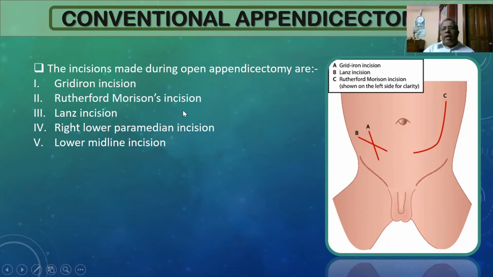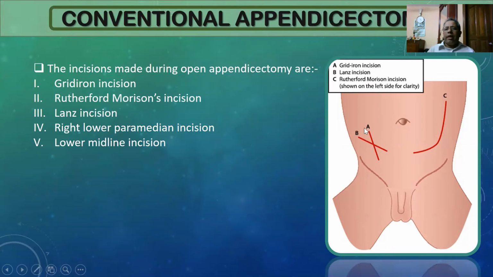If there is very little pain, less distension, and the patient is less toxic, in that case you can most likely use a small incision, easily identify the appendix and remove it. In the other cases, we choose a larger incision. First, the name of the gridiron incision. Another one is Rutherford Morrison incision. Another one is Lanz incision. Another one is right lower paramedian incision. Another one is lower midline incision. So one by one, first the gridiron incision.